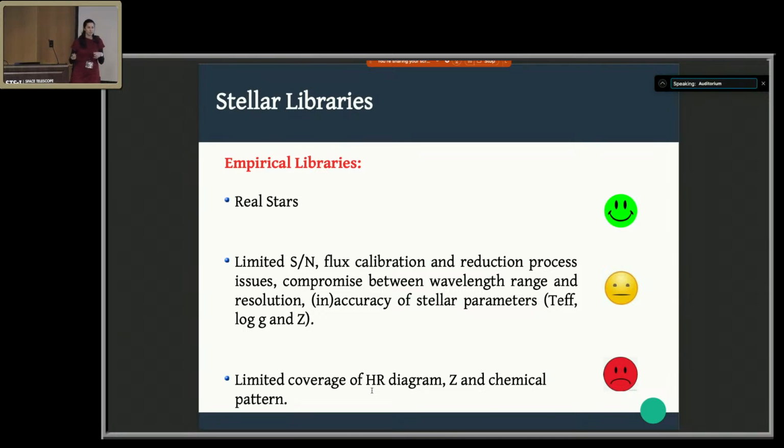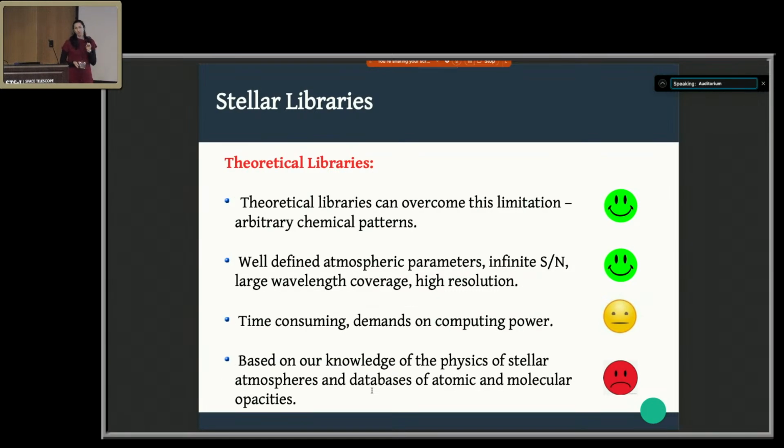And for a long time, this meant only stars from the Milky Way. Now we are going away. We are going to the Magellanic Clouds, for example, but still we are limited to the stars that we can observe individually. And this means limited coverage of the HR diagram. Theoretical libraries don't have this limitation, so we can create models for any chemical pattern we want, any atmospheric parameter you want, with infinite signal to noise, any wavelength coverage.